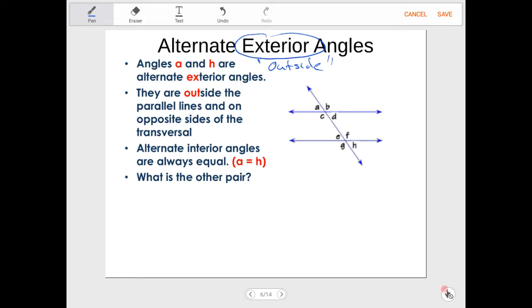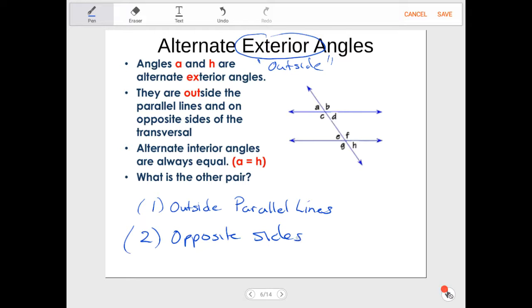So it says here that the rules are you must be, number one, outside parallel lines. That's the first rule. And that comes from the word exterior. That's your memory trick. And number two, they have to be on opposite sides of the transversal. So if you satisfy those conditions, you should be good to go.